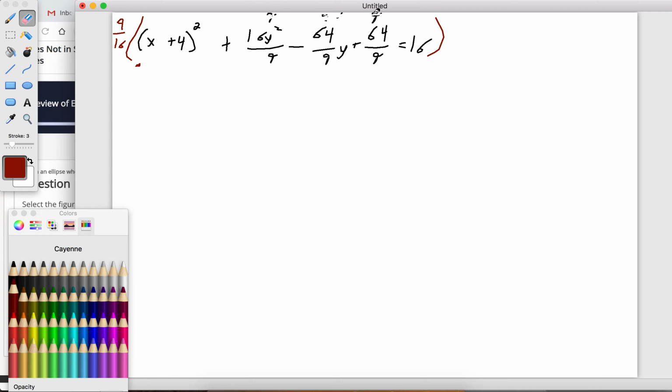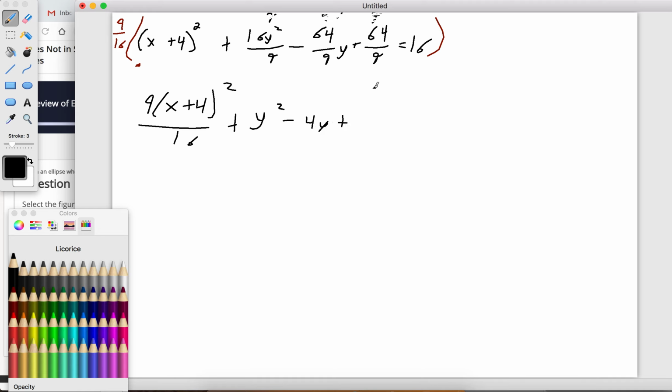These are just from the other part. We're multiplying everything by 9 over 16, that way we can just have a y term by itself. So we're going to have 9 times (x plus 4) squared over 16 here. And now 9 over 16 times 16 over 9 just gives us y squared. And 9 over 16 times 64 over 9 gives us just 4y, so that's nice. That gives us just 4 here, and it gives us 9 over here. They're going to cancel out nicely because the whole thing is supposed to make an ellipse in the end.